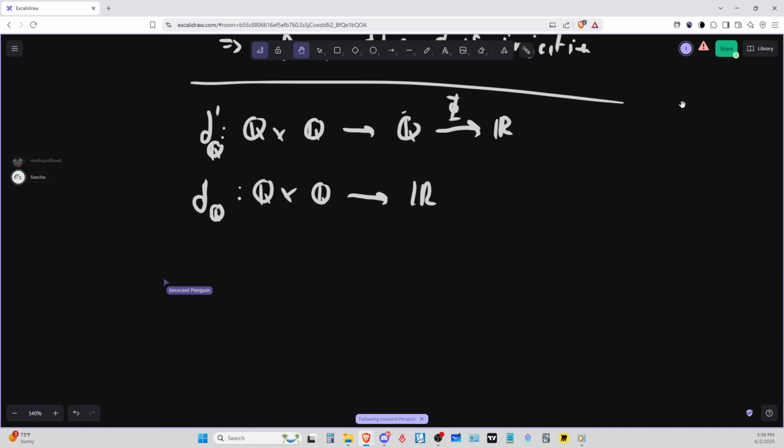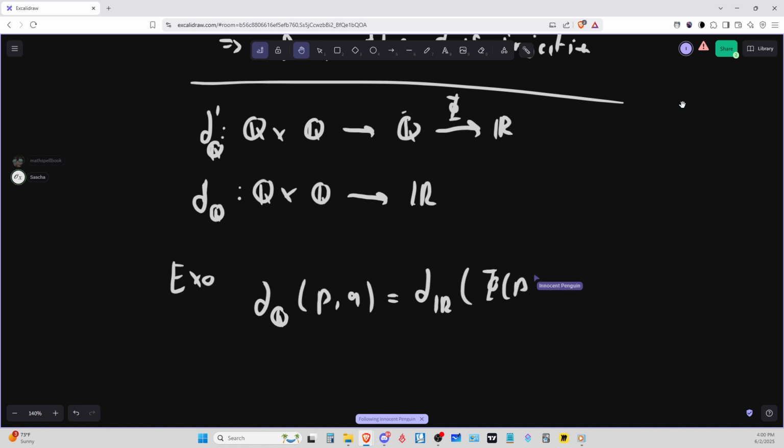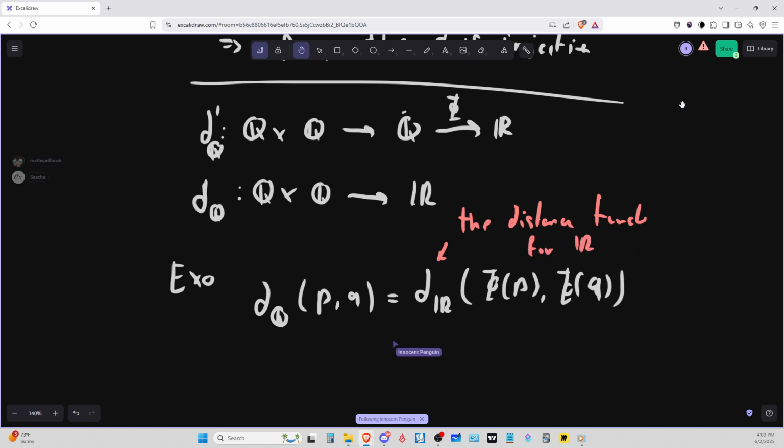And the exercise will be to show that the distance over the rational of P and Q is the same thing as the distance inside of R of phi P and phi Q, where this guy is the distance function for R. So this I will leave as an exercise.